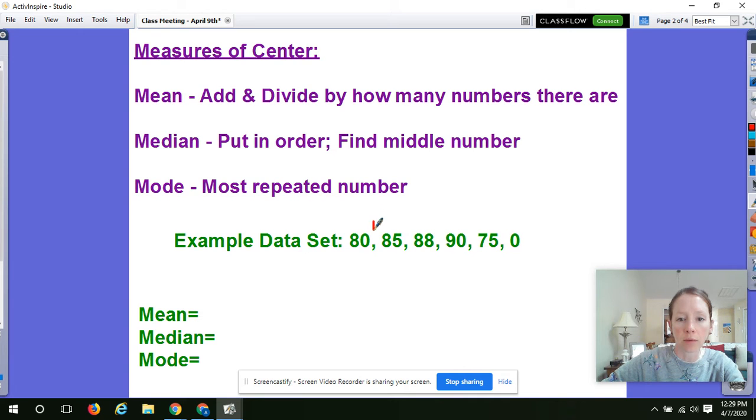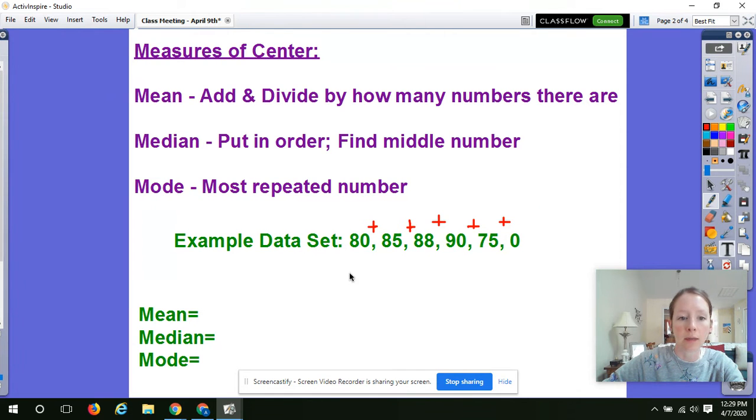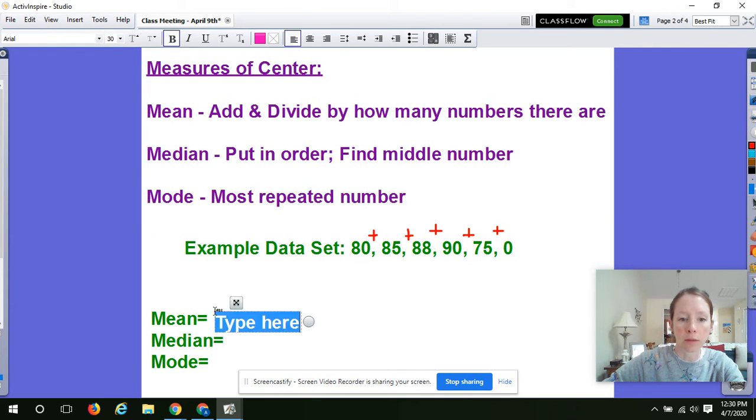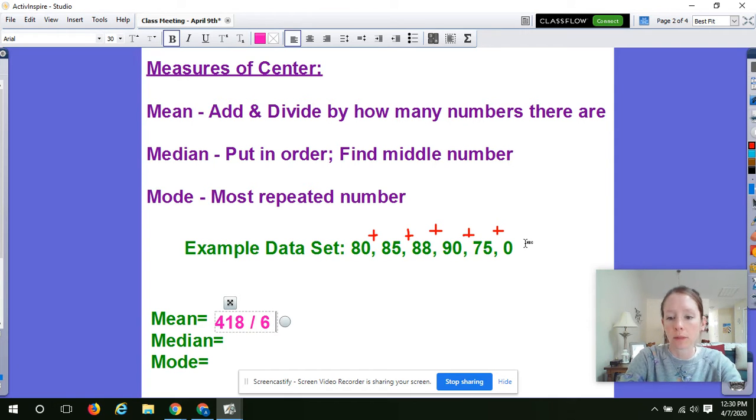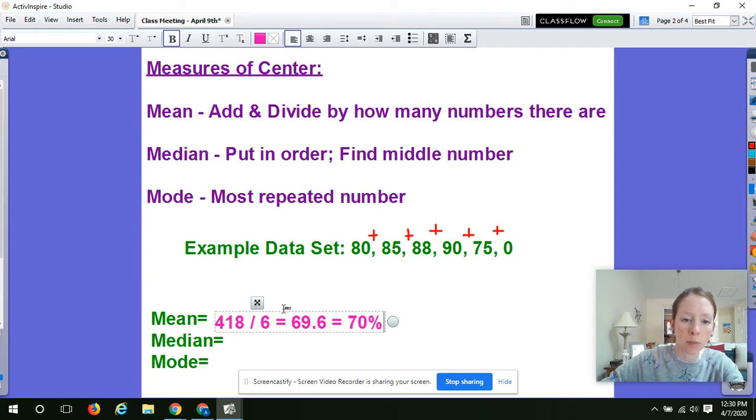So if I go ahead and find my mean, I can add all these together, and I threw in a 0 here at the end because that tends to throw students off. The 0 still counts. It's still part of the data set. So if I added all those together, I would end up with 418 divided by 1, 2, 3, 4, 5, 6. The 0 counts. And that is equal to about 69.6 repeating, or about 70% if we're going to say what your grade would be.